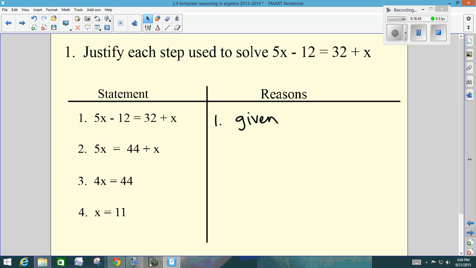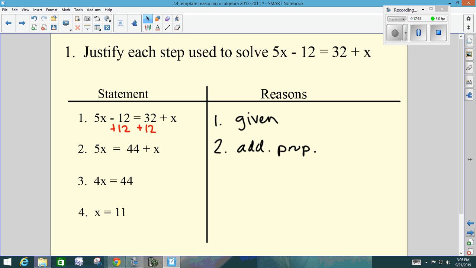Okay. Your second blank now is how we get from step 1 to step 2. So step 1, 5x minus 12 equals 32 plus x, to step 2, 5x equals 44 plus x. What did they do to get from 1 to 2? Good, they added 12 to both sides. When you add the same value to both sides, what property is that? The addition property. You don't have to put the plus 12s, I'm just doing it to show that.